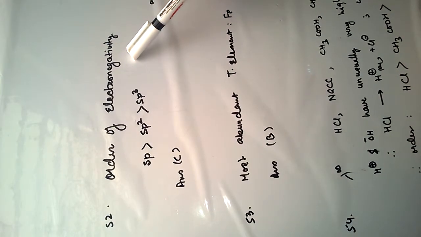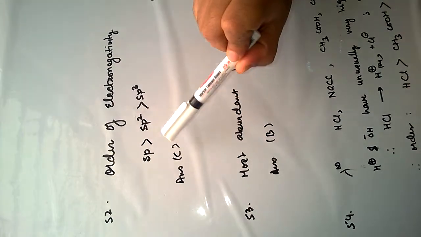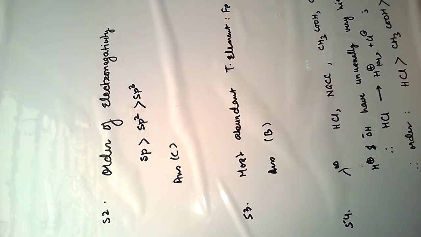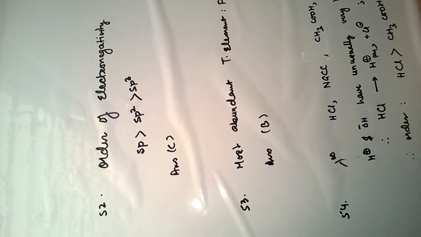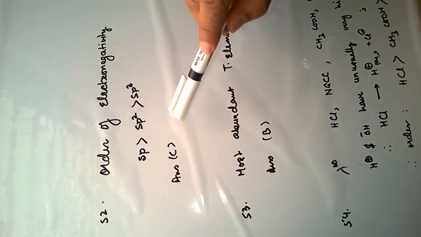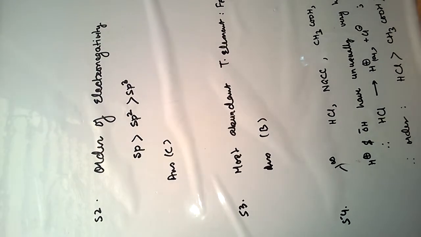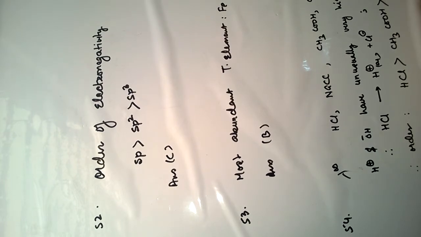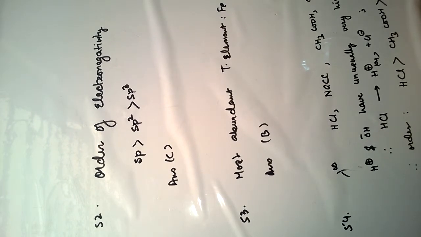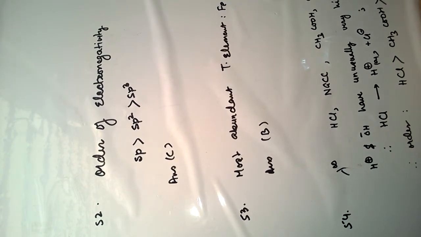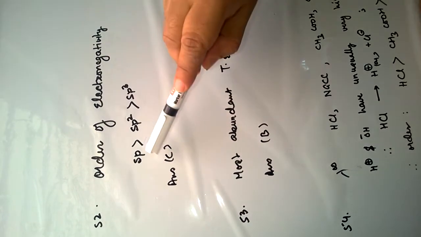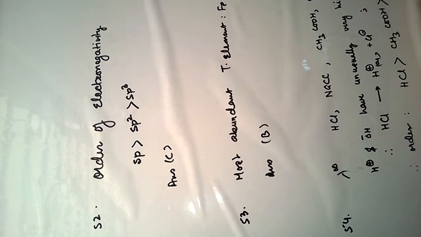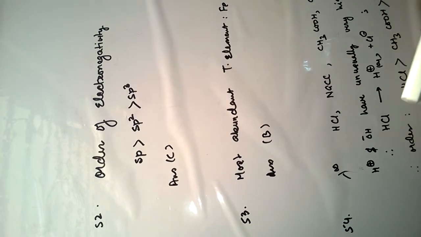In 52nd question, it is asked to arrange the following orbitals sp, sp2 and sp3 in the order of their decreasing electronegativity. Now what we find is that the s orbital having zero angular momentum can approach closer to the nucleus, and therefore it experiences more attractive force of the nucleus, and hence an orbital containing more s character or more percentage s character is supposed to be more electronegative.